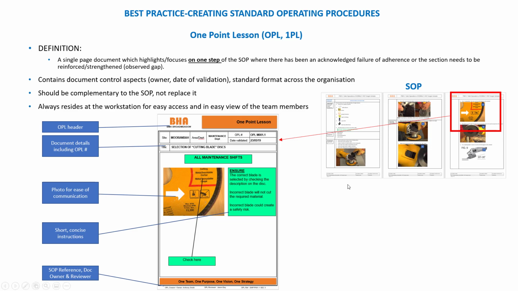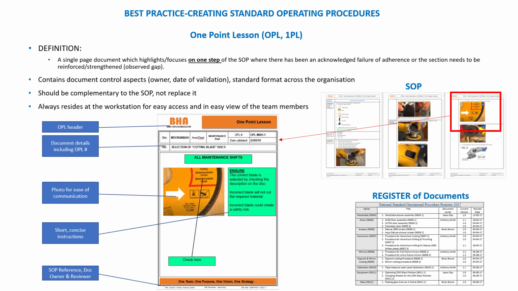As mentioned earlier, the 1-point lesson and the SOPs need to be contained in a register. This is a typical example of a register where we have the categories, the name of the documents, the owner, the version, and the date. So when we look at this particular document, we can see that this one is the most recent document when we refer back to the register.